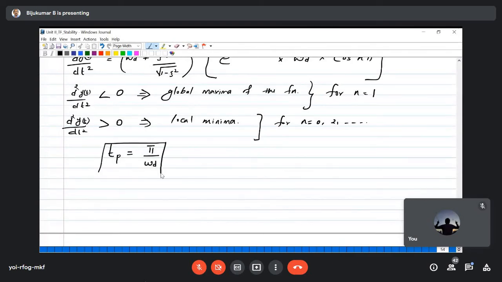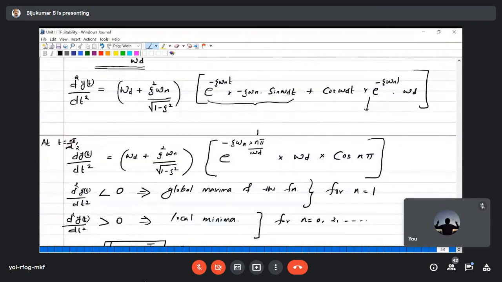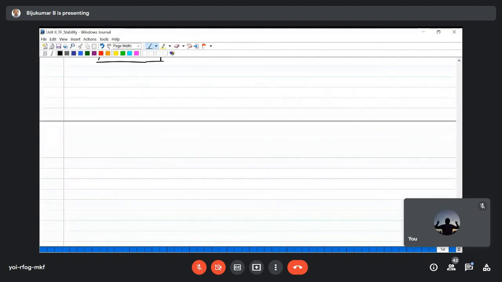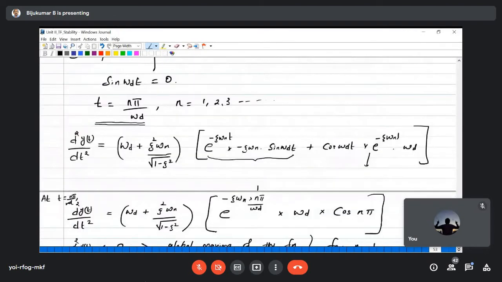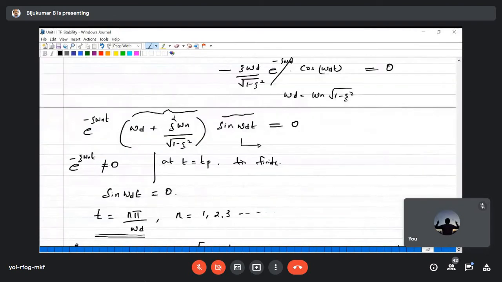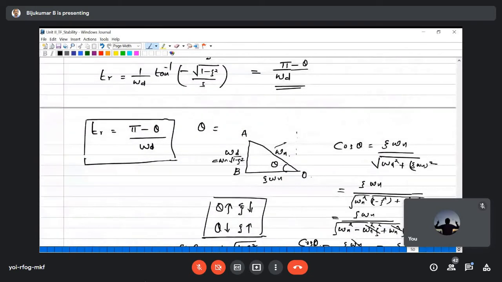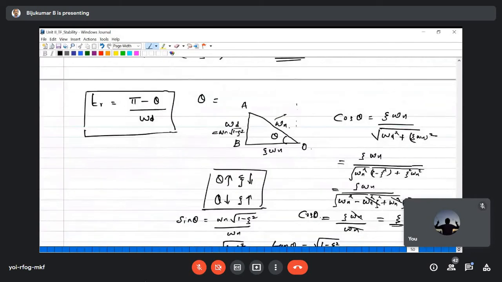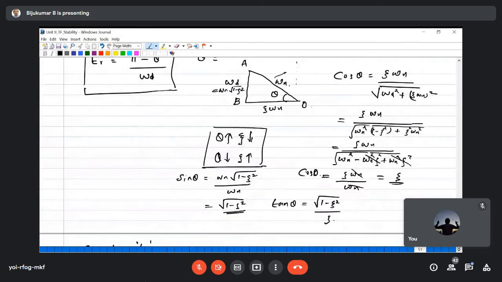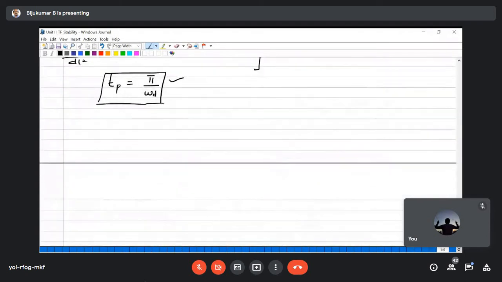And omega d is the damped frequency of oscillation. Keep this relation in mind, because in numerical examples you have to use this equation directly. You cannot derive it. And this also you keep in mind. Rise time is pi minus theta by omega d, where theta is tan inverse of root of 1 minus zeta square by zeta, and both factors are dependent on zeta, right?